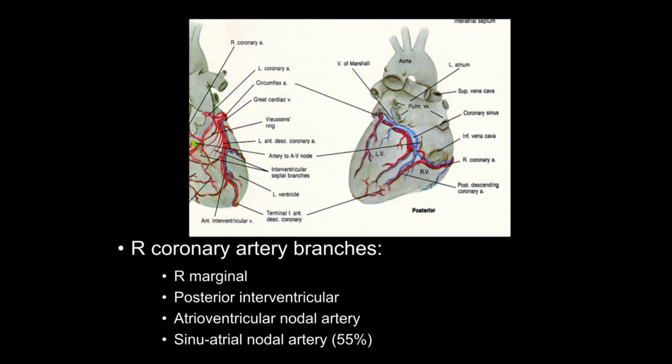Not so important for you, but just to highlight that while it does not supply the main pump of the heart, it does supply the source of the electrical impulses. So the sinoatrial node as well as the atrioventricular node, which we will discuss in a while. So 55% of the time the right coronary artery supplies the SA node.